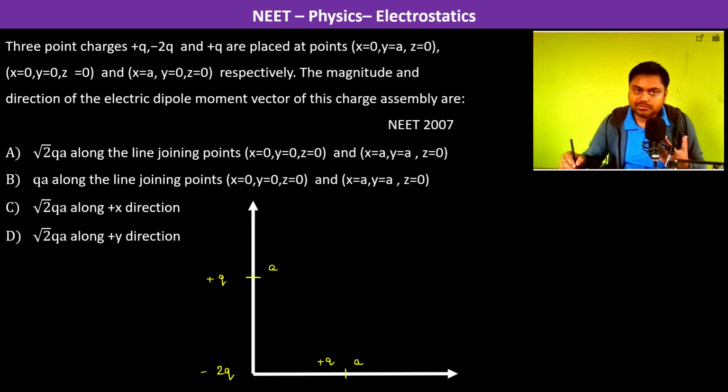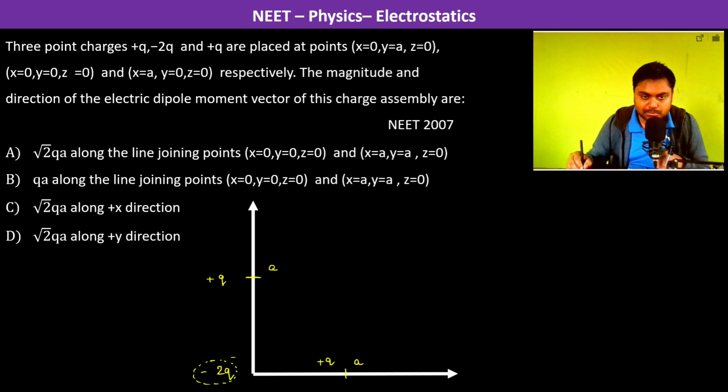The magnitude and direction of the electric dipole moment vector of this charge assembly. So we can break this minus 2q into two charges, which is minus q and again minus q. So this minus q clubs up with the plus q at the y-axis, and this minus q clubs with the plus q at the x-axis. So this dipole moment is q into a. This dipole moment is q into a.